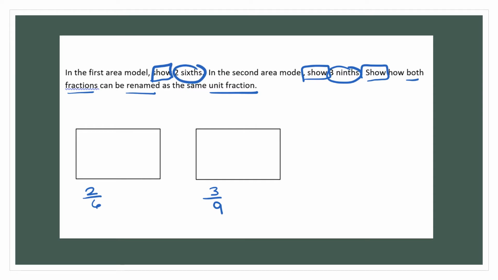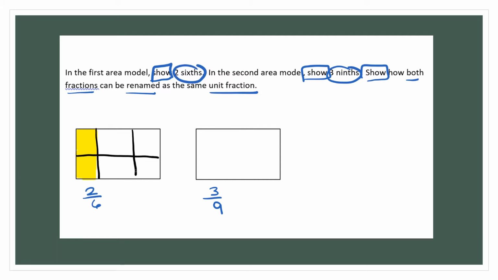So let's make these fractions. 2/6. First I'm going to draw my vertical lines to represent 6. Right now I just have thirds, so I'm going to add my horizontal line to make 6 total boxes, and I will shade in 2 to show 2/6.